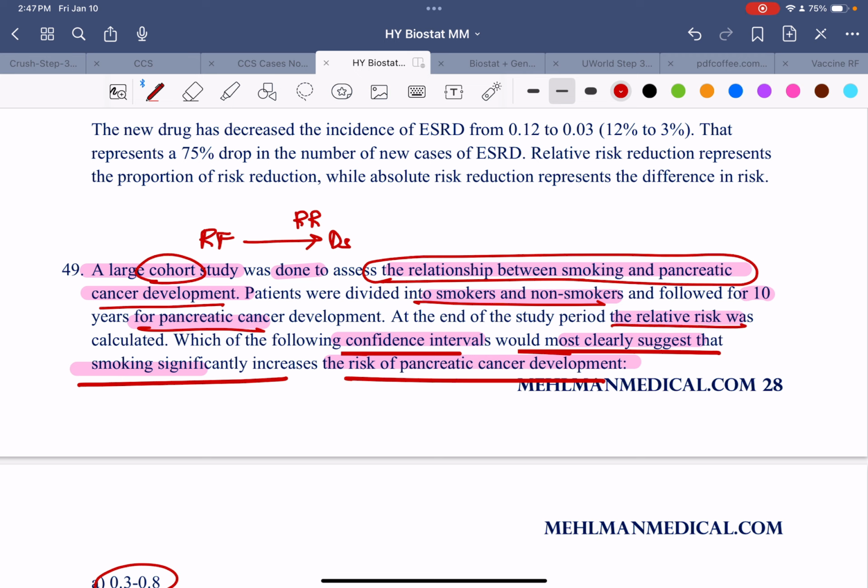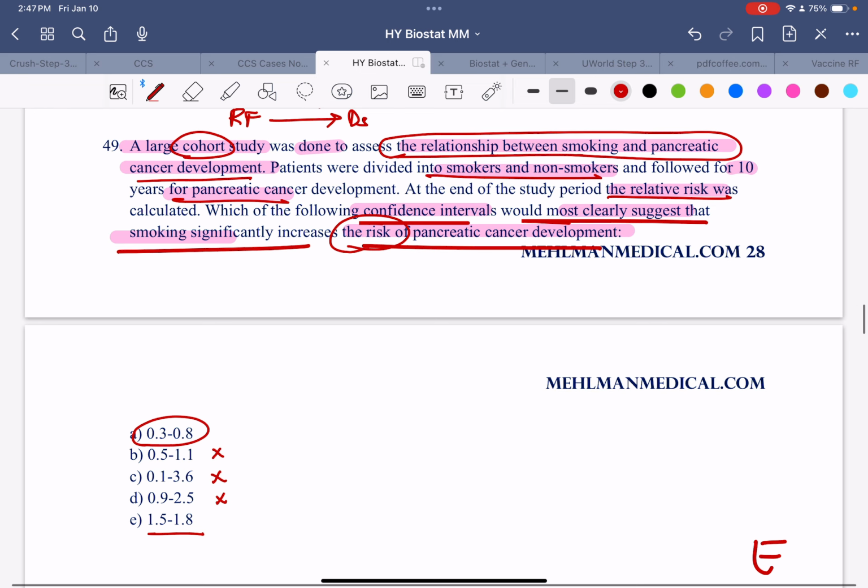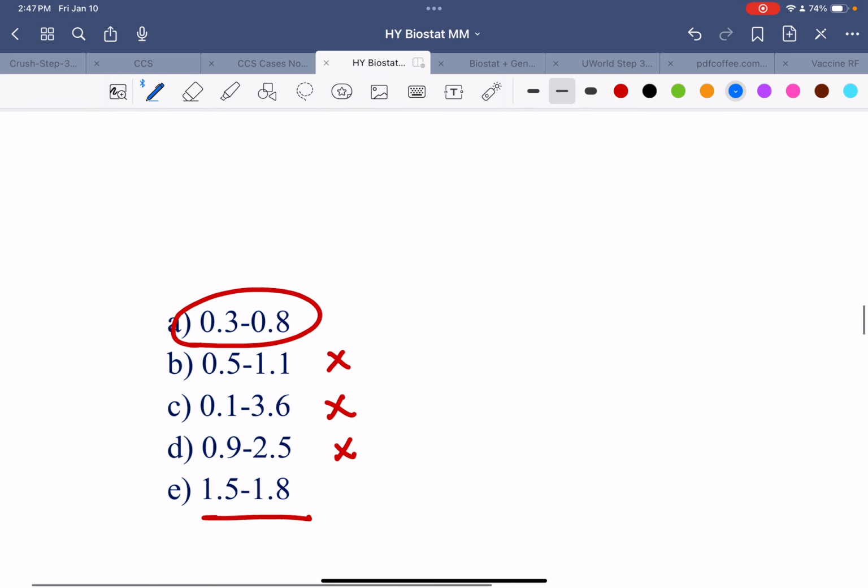Which of the following confidence intervals most likely suggests that smoking significantly increases the risk of pancreatic cancer development? So we have to find one confidence interval which says that the results are statistically significant. For the results to be statistically significant, from a previous question we already saw that the interval should not have the value of 1 in it. So any of these ranges which has the value of 1 in it will become statistically insignificant. So let's find out, right?